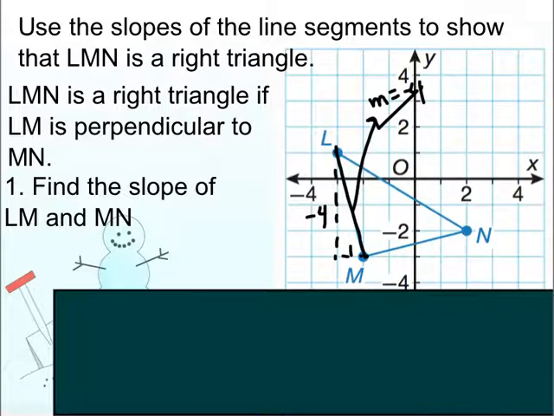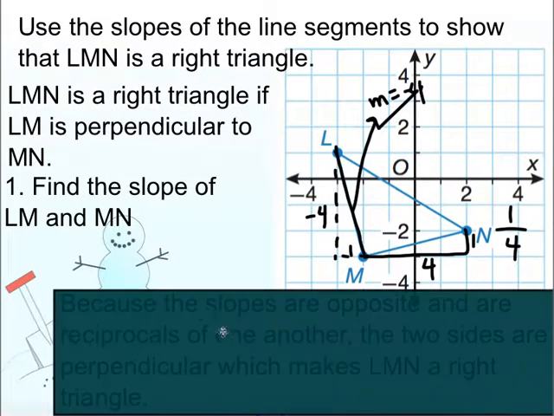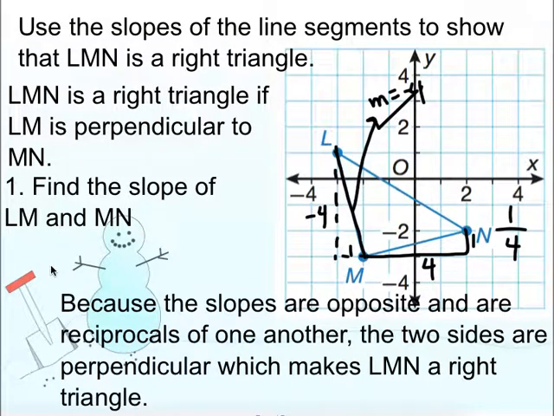And for MN, we make our slope triangle and see we're going to the right 4 and up 1. So our rise is 1, our run is 4. Are these negative reciprocals? Yes. -4 and 1/4 are negative reciprocals, so these are perpendicular, which makes LMN a right triangle.